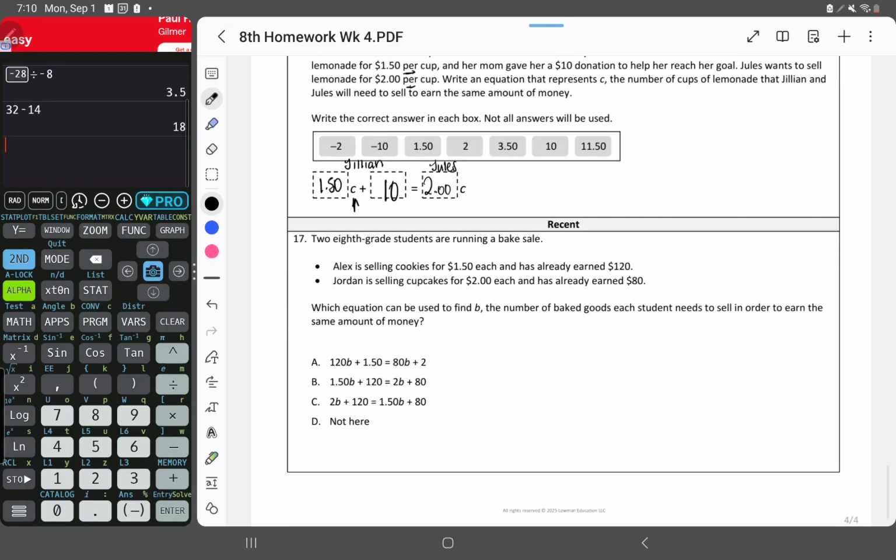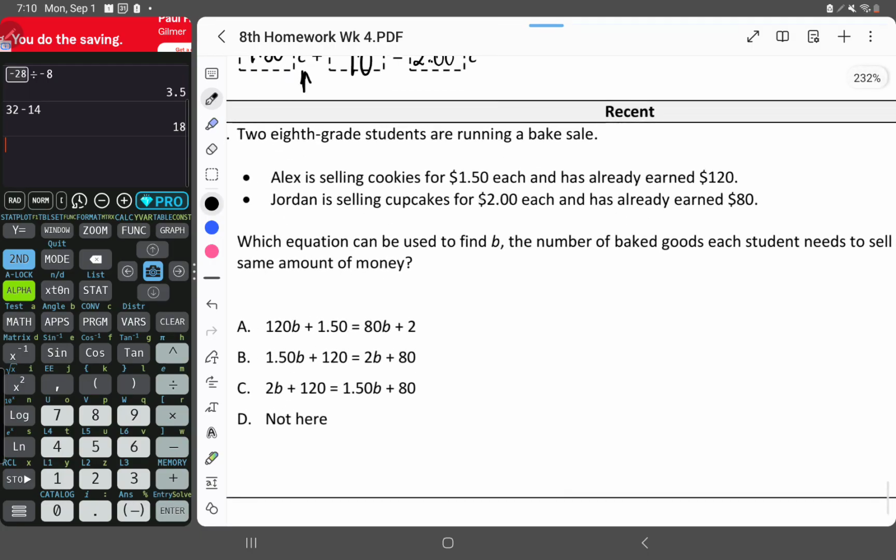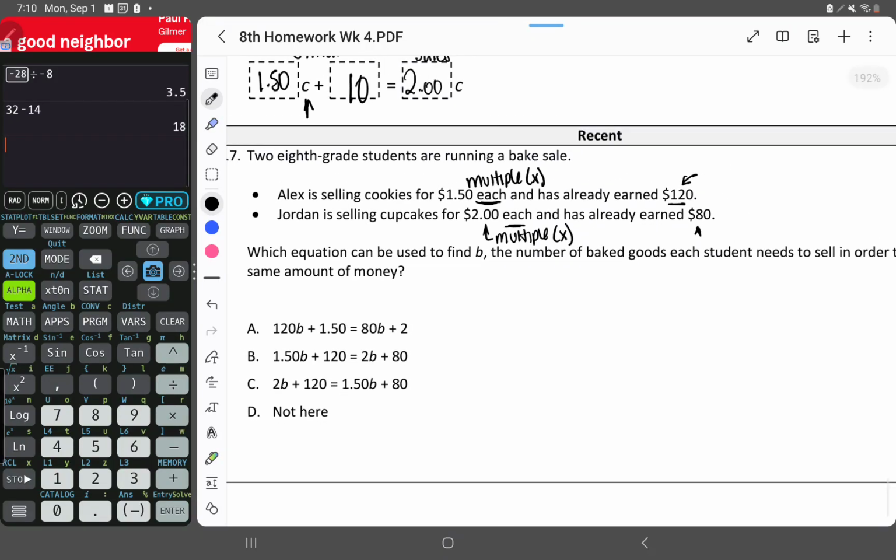The last question says, two 8th grade students are running a bake sale. Alex is selling cookies for $1.50 each and has already earned $120. So we know that the $1.50 each means that happens multiple times, so it's going to be attached onto our X. And then has already earned $120 is a starting value, so it's by itself. And then it says Jordan is selling $2 each. So we see each, so we know that $2 is going to happen multiple times, which means it needs to be attached onto X, and has already earned 80. So we start with that.